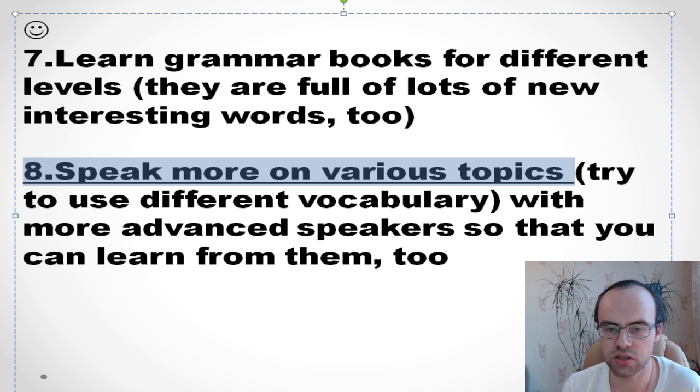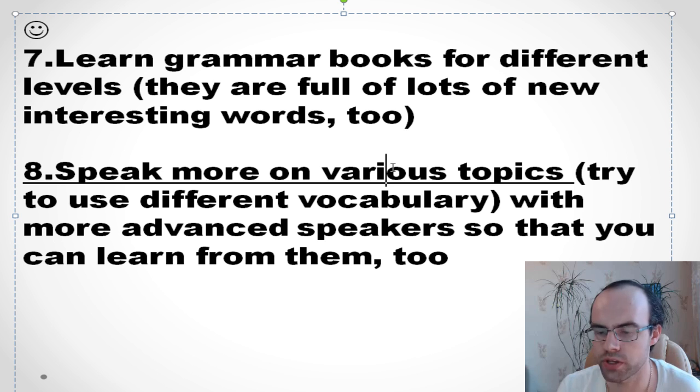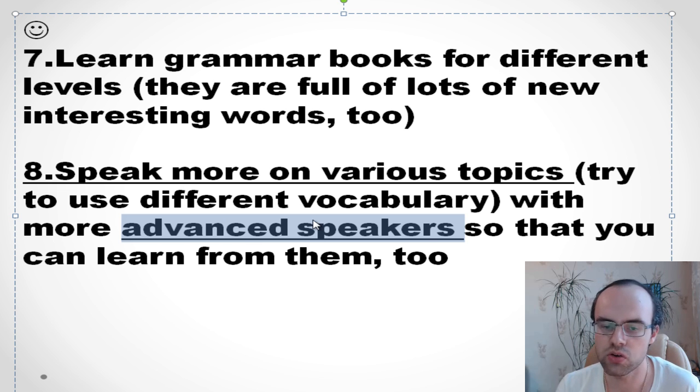So if you are really serious about improving your English greatly, you need to talk on different topics or on various topics. Yeah, you need to practice different vocabulary, grammar structures, and so on. And please try to use different vocabulary with more advanced speakers. It's also very important. So to improve your level, find more advanced speakers too, so that you can learn from them.